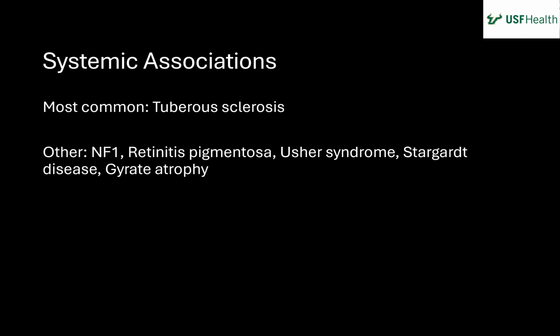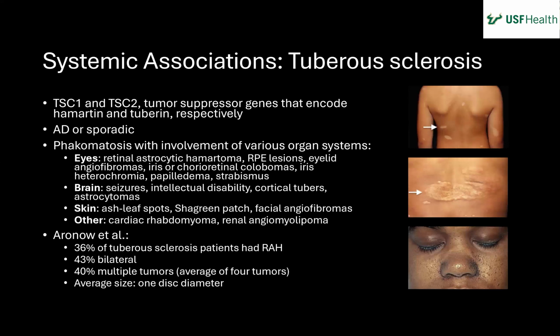So the most common systemic association is tuberous sclerosis. It's also been reported in other syndromes, mainly NF1, but also RP, Usher, Stargardt, and gyrate atrophy. And even though we just did OCAPS, here's just a review of tuberous sclerosis.